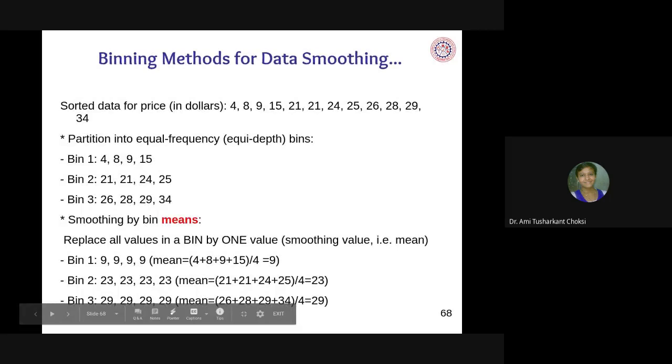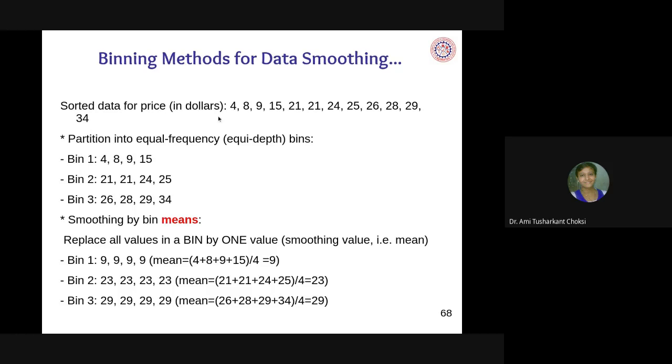Now, we would like to know binning methods for data smoothing, right? What do we want to do? We want to have equal frequency bins, right? That is what we have talked of. So we'll see that first of all. The binning method, right? Its example is almost every time asked in the paper. It is being used in the practical exam also for implementation, right? Okay, so let us see.